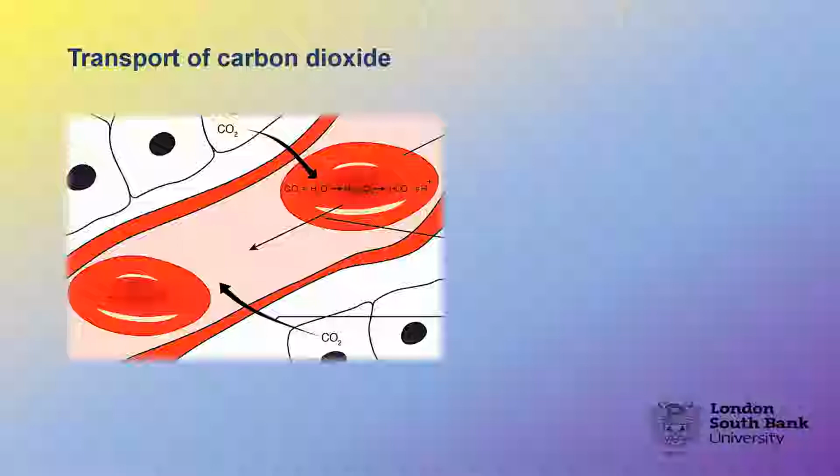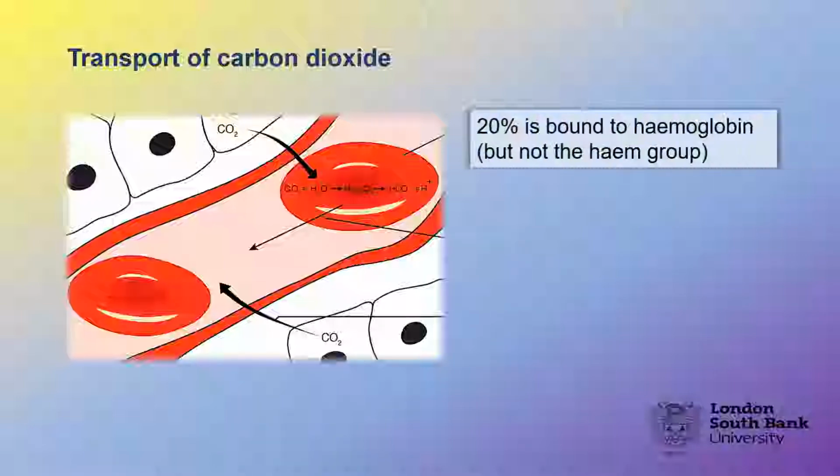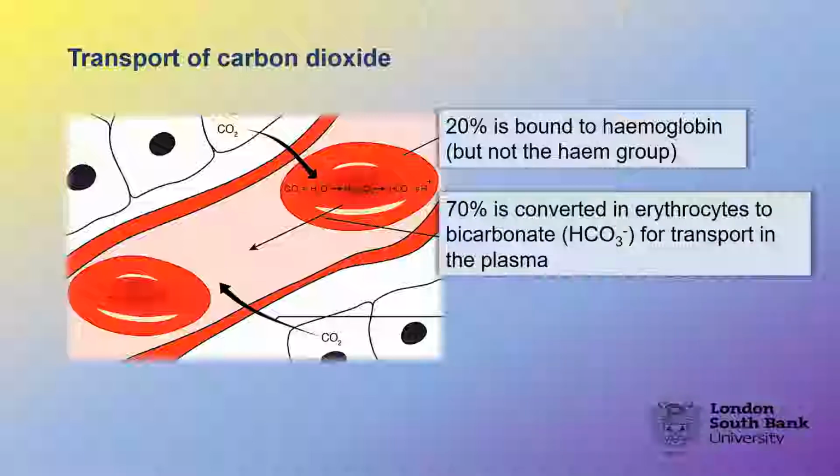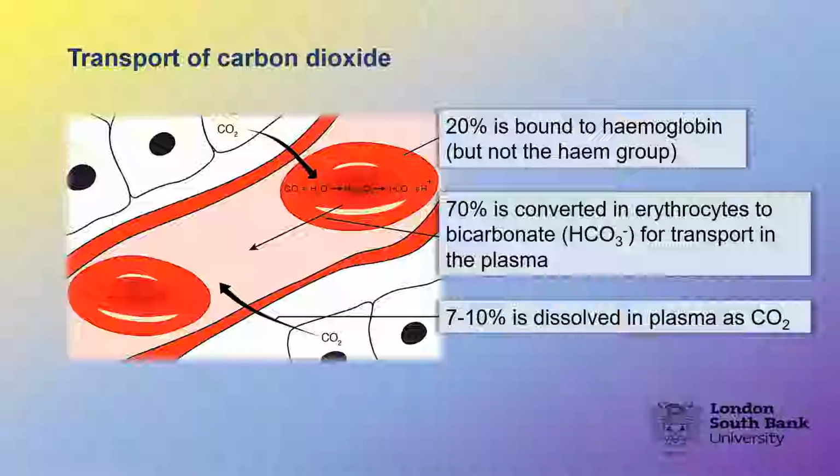So what about carbon dioxide? Well, 20% of it is bound to hemoglobin, but not to that heme group. We'll see why you have some in hemoglobin in a minute. 70%, so the most of it, is converted within erythrocytes into bicarbonate, HCO3-, for transport in the plasma. 7 to 10% is then dissolved in the plasma as CO2.